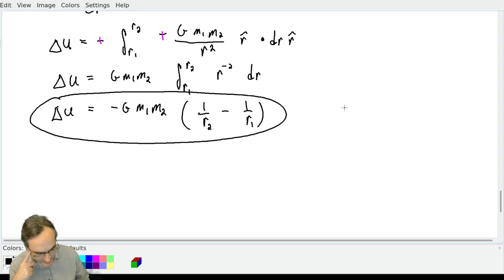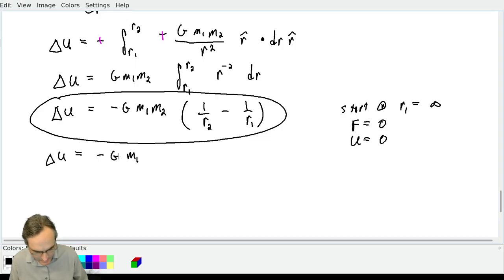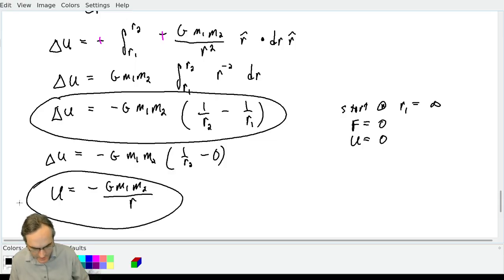Now it gets interesting. If we start at r1 equals infinity, that's where the force is equal to 0, and it turns out that's also where the potential energy will be equal to 0. So if we think about that, we can make a statement that delta U is minus the gravitational constant, mass 1, mass 2, times 1 over r2 minus 0. This is essentially telling us that the potential energy is minus G m1 m2 over r. So this would be for a single location. If you wanted to find a change from one location to another, you'd have to do that as a subtraction between the initial and final case.